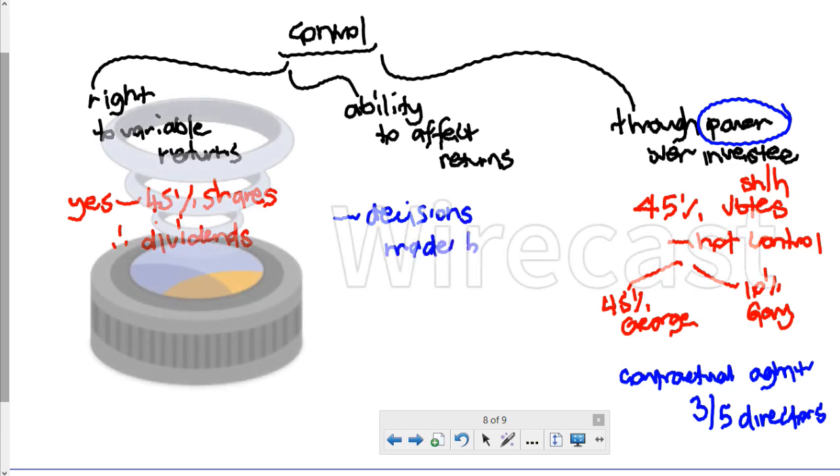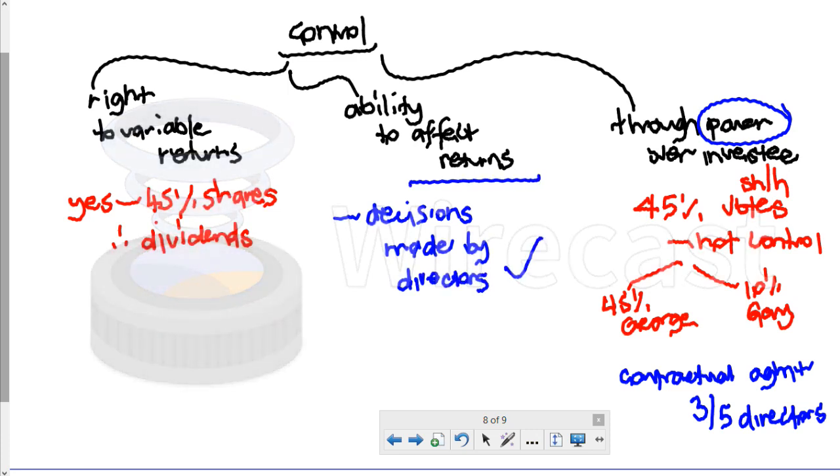And so therefore, can the directors make decisions to affect the returns of the company? Yes. Do we have control of that? Yes. Do we have the ability to affect that? Yes, we do, because we appoint 3 of the 5 directors. It says there's no change to the contractual agreement and the relevant activities were directed by the board. So it looks like we do have control, doesn't it? So then you would conclude that you do have control.